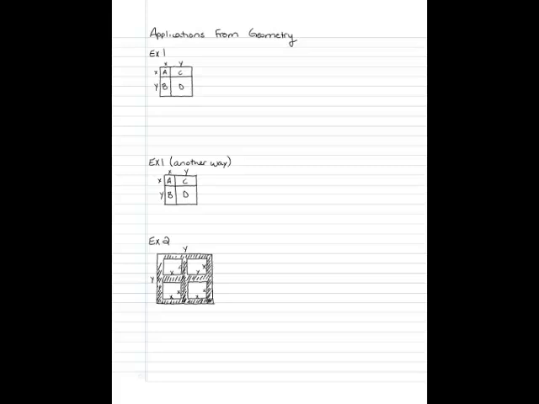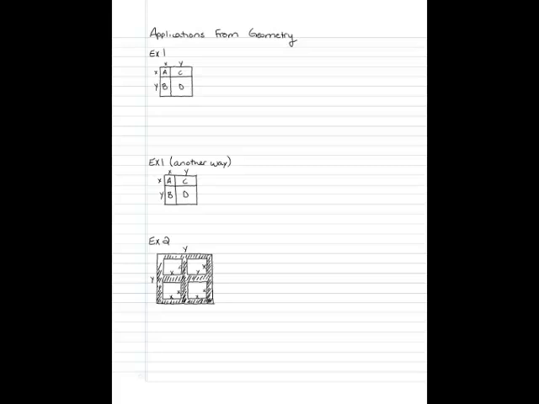In this section, we are going to have some applications from geometry. In example 1, we're asked to write a polynomial that represents the area of the square shown here. And there's a couple of ways to do this. We're going to go through both of the methods. The first is to find the area of each individual piece inside and then add them up.